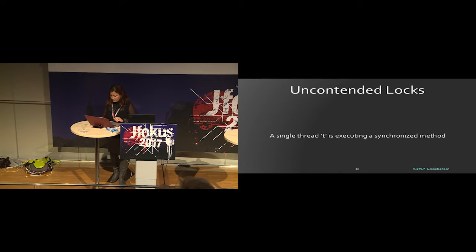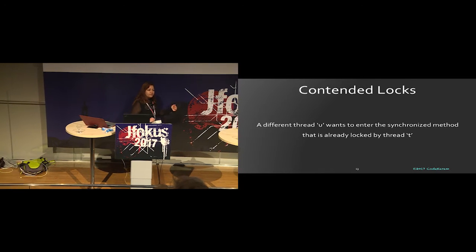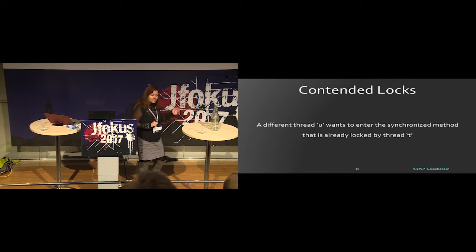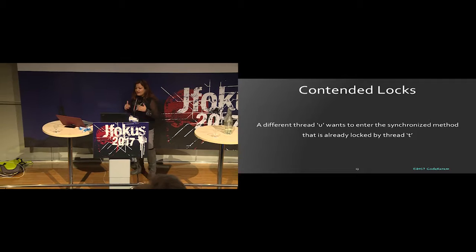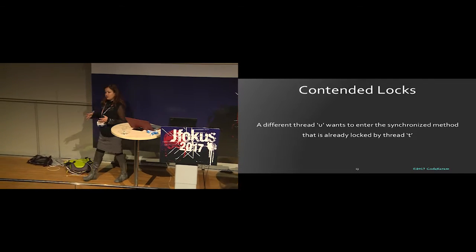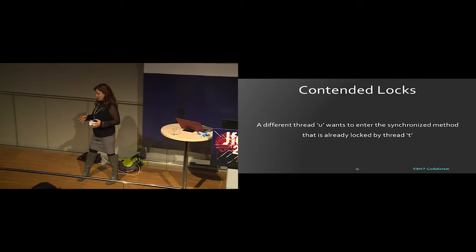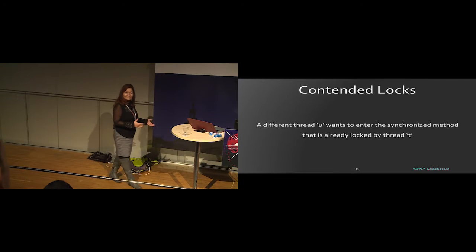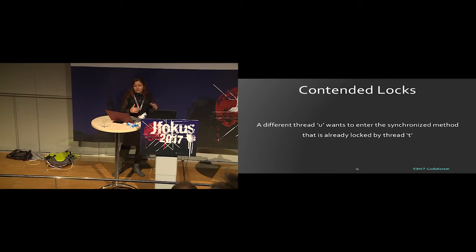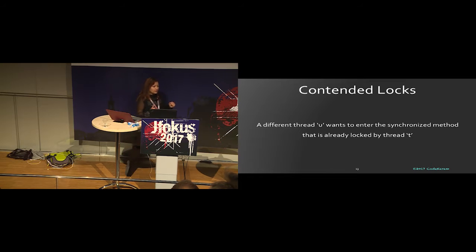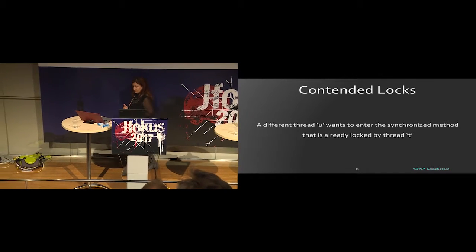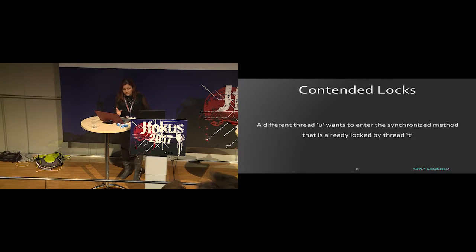There's a single thread T on a synchronized method. There's no contention, okay? Now, a different thread U wants to enter the synchronized method, which is already locked by thread T. Now, this is contention. Biased locking was geared towards biasing the lock towards an uncontended synchronized method or whatever, right? So you're trying to avoid the CAS, all right? But this is contention, serious contention, and we want to measure the contention and measure the improvements in the contention.